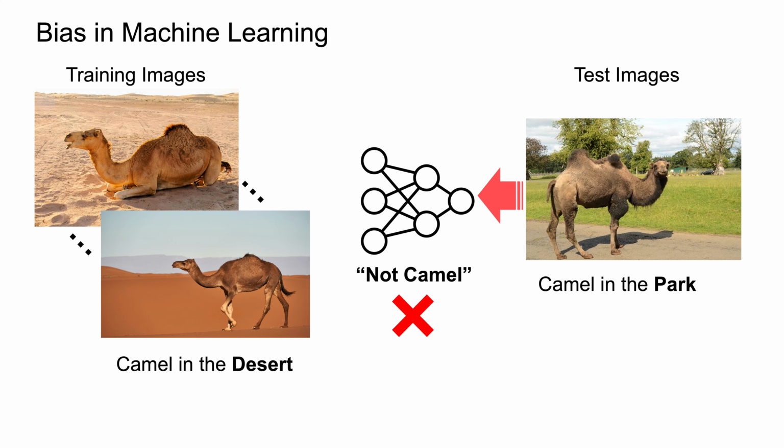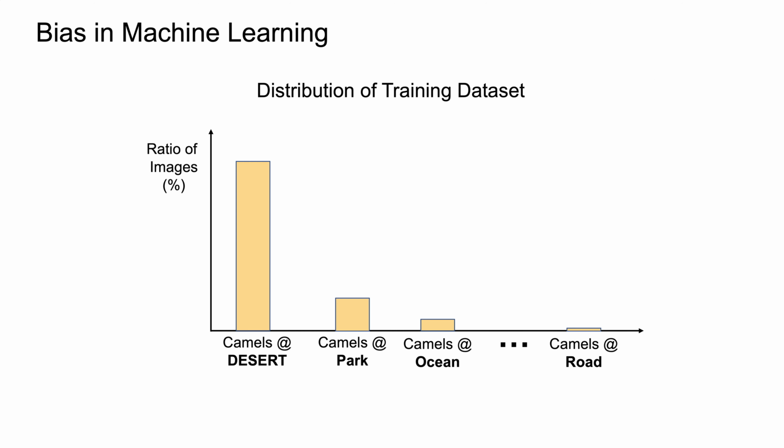However, what if we have camel test images which are taken not in the desert, but in other places such as a park? Our classifier may completely fail to generalize its ability to such camel images. The reason behind such failure is the biased dataset. There are too many camels in deserts than in other areas, and the classifier would heavily rely on the desert rather than the camel itself.